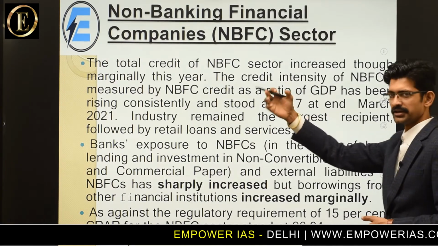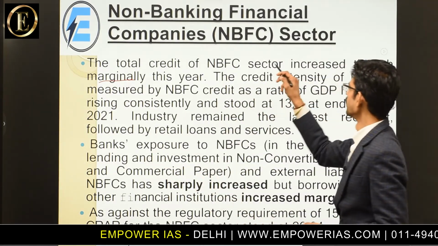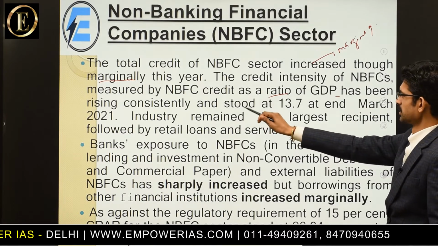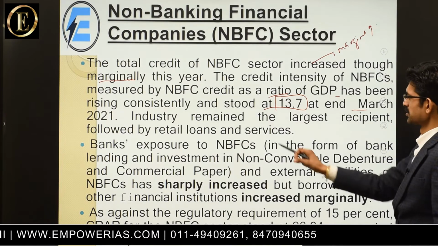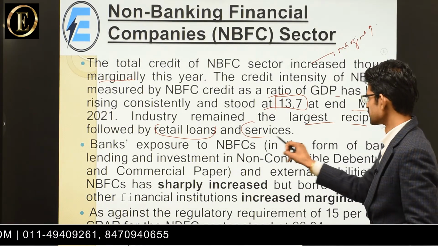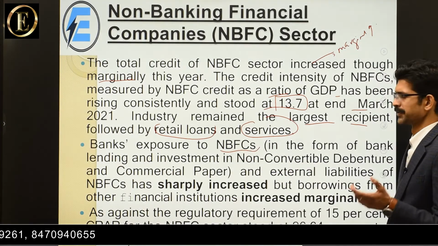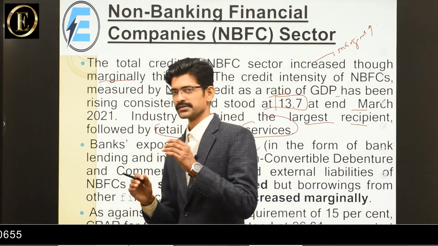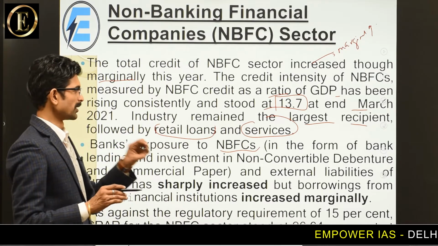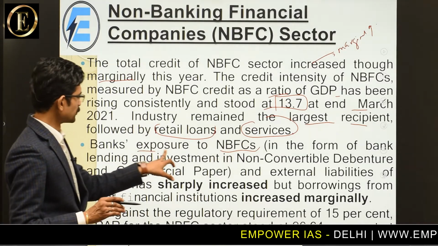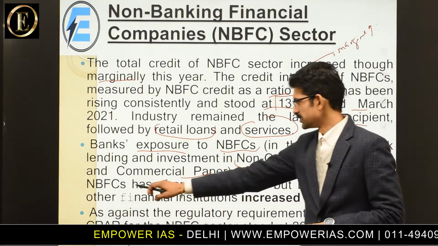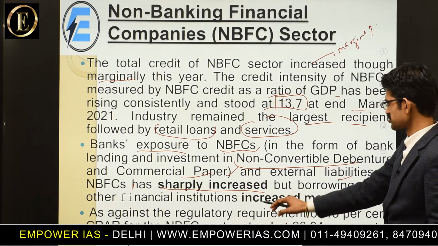Now, non-banking financial companies. Total credit of the NBFC sector increased marginally this year. Due to the pandemic and lockdown situation, a marginal increase was seen, and the NBFC credit ratio to GDP has constantly stood at 13.7 at the end of March 2021, and industry remained the largest recipient, followed by retail loans and services. Now, bank exposure to non-banking financial companies. Earlier we saw the IL&FS crisis, in which there was a failure of a huge bulk of capital by non-banking financial companies, which led to huge surplus flow by the Government of India. In this we saw that exposure to NBFC through non-convertible debentures and commercial paper, external liabilities with NBFC has sharply increased, but borrowing from other financial institutions increased marginally.